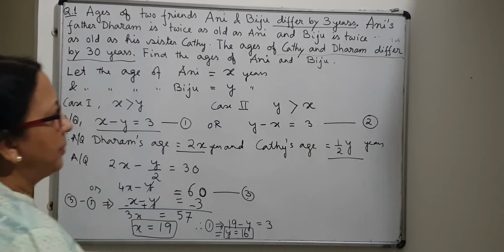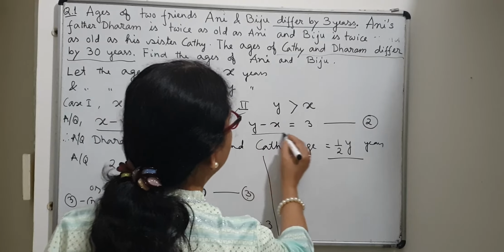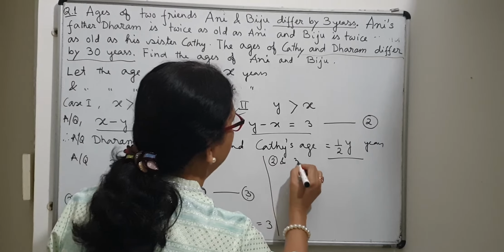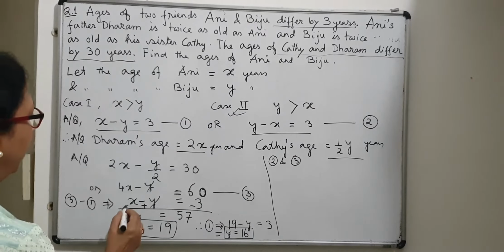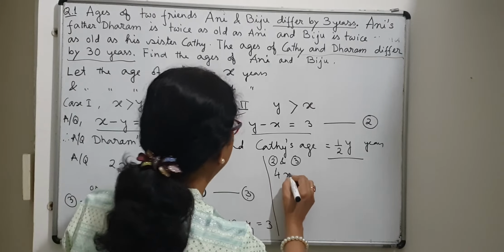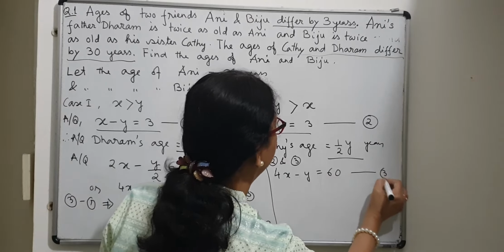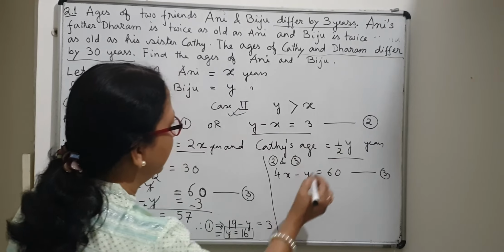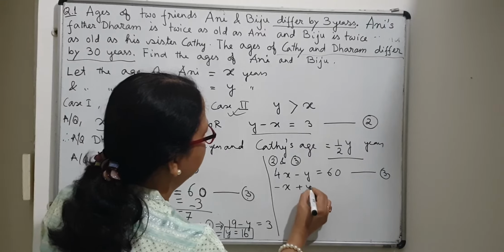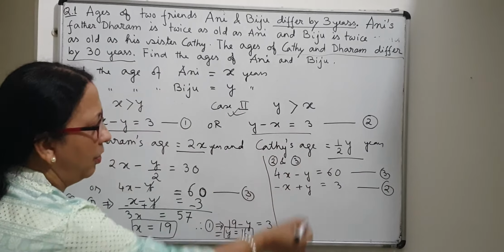Okay. Now I also have to consider the other case, case 2. So here I have to solve 2 and 3. This is the equation 3: 4x minus y is equal to 60. That was equation 3. And let me write in the other form, minus x plus y is equal to 3. It is equation 2. I have written in the proper order.